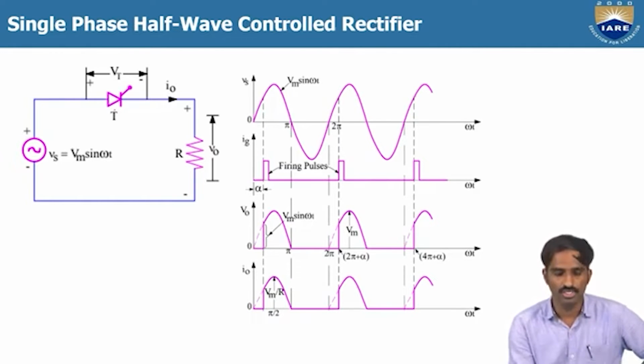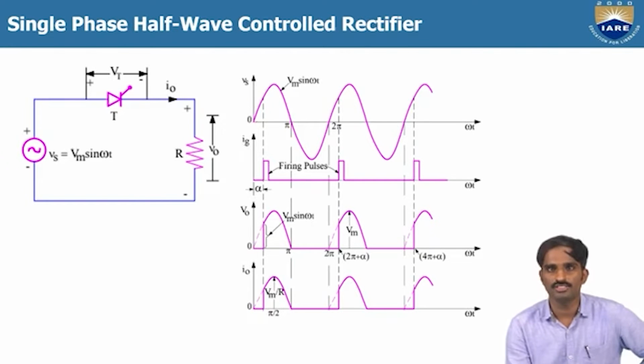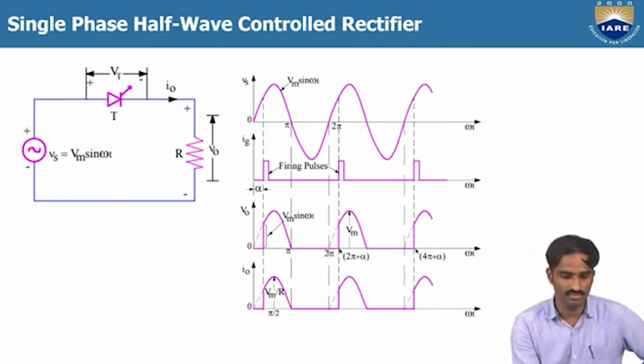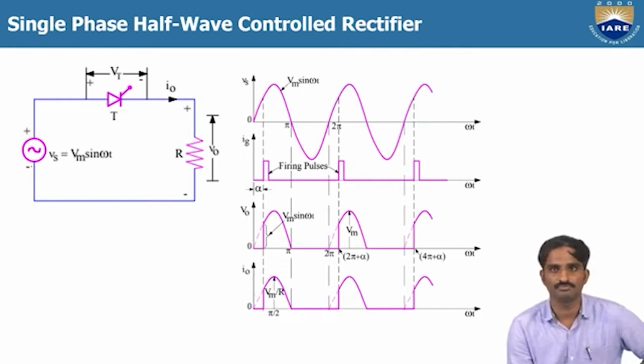Here we are having only one thyristor. Initially when we start giving the input supply, we apply a positive voltage across the thyristor, which means the anode is positive with respect to the cathode. You can see here the positive and the negative. But still the thyristor is not in conduction mode, even though we are giving the positive voltage across the thyristor, with the anode positive and the cathode negative.